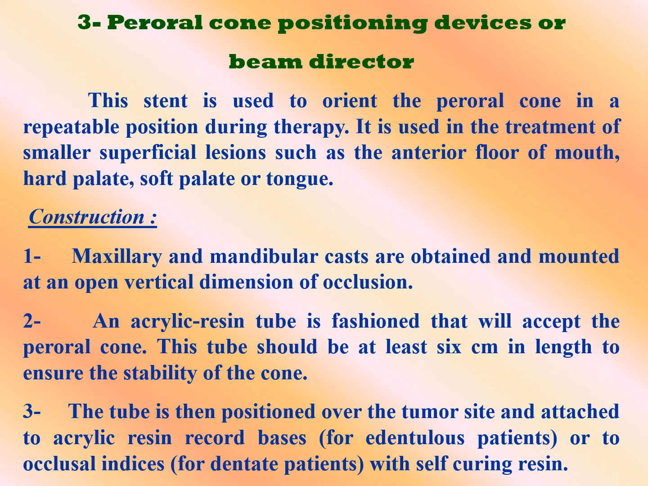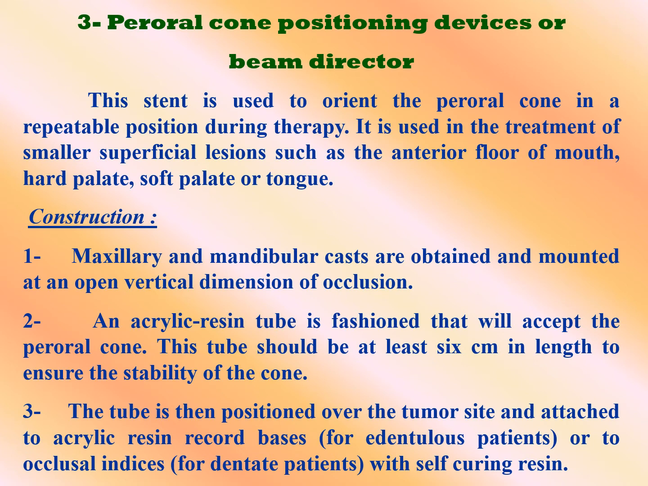The third type of the radiotherapy stent is a perioral cone positioning device, or beam director. This stent is used to orient the perioral cone in a repeatable position during therapy. It is used in the treatment of smaller superficial lesions such as anterior floor of the mouth, hard palate, soft palate, or tongue. Now, the construction of this stent.